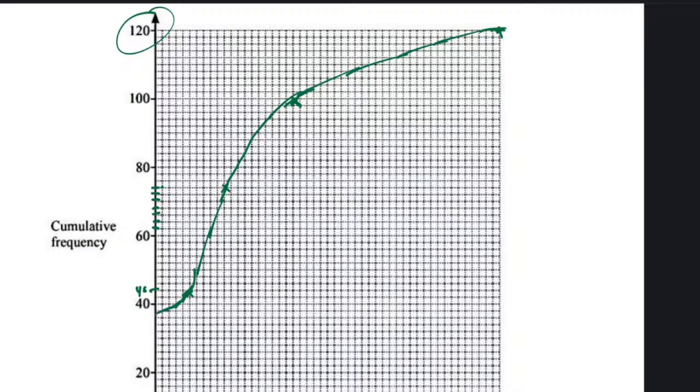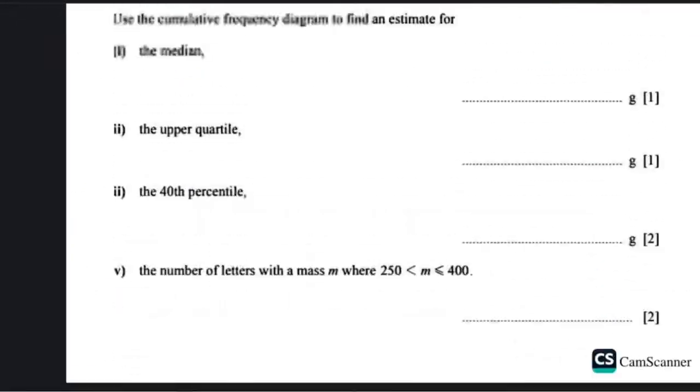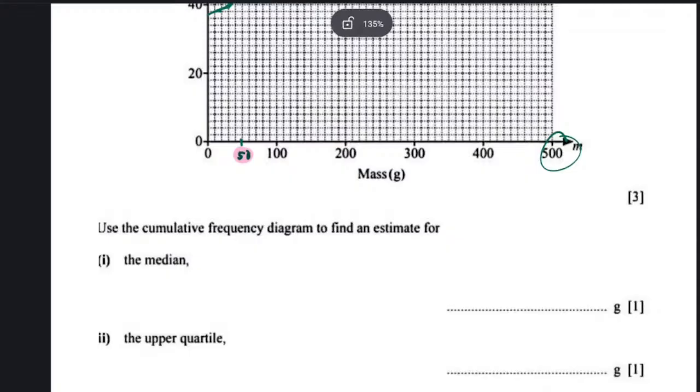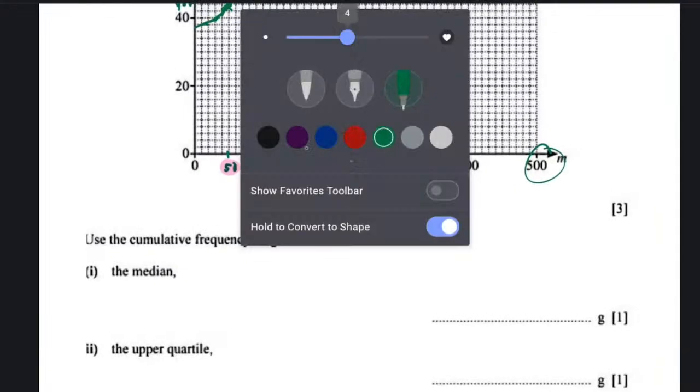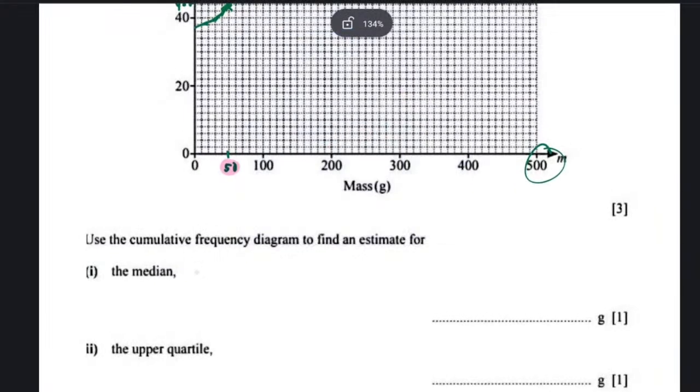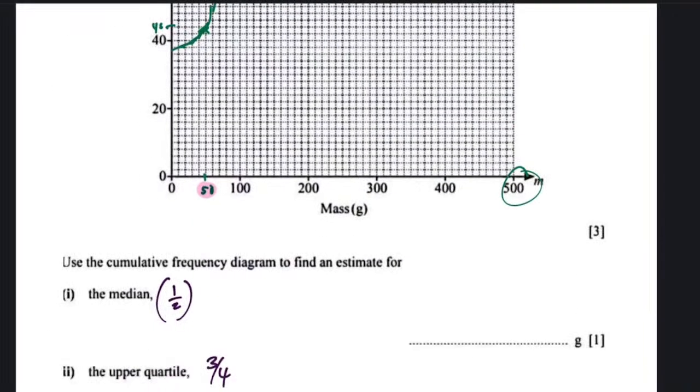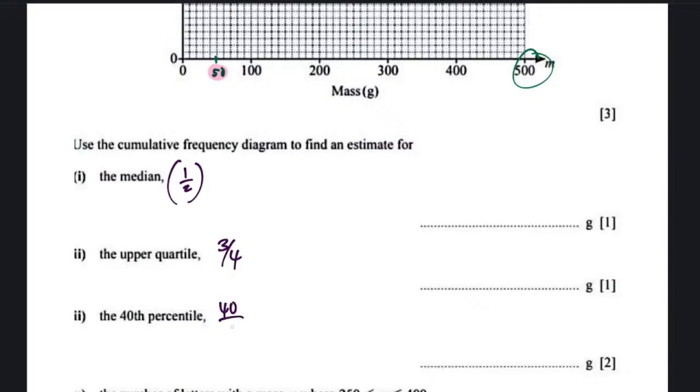But this is generally the shape of the cumulative frequency curve. If there's any adjustment, then we'll see. We'll talk about it. Now, find the median. Remember, this is the easiest thing. When you now start to use your cumulative frequency curve, median is half of the stuff, then you use the curve. Upper quartile is 3/4, then you use that. Then 40th percentile is 40%, which is 40 over 100.